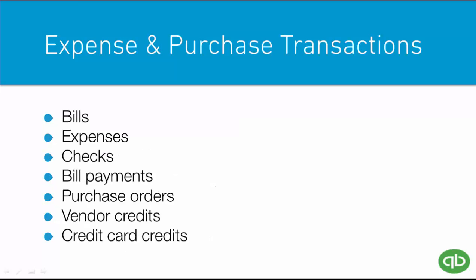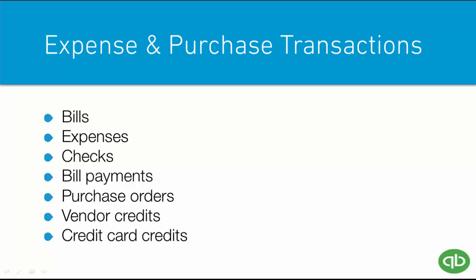The types of expense or purchase transactions which relate to monies going out are listed here. Bills, expenses, checks, bill payments, purchase orders, vendor credits, and credit card credits. Some of them are non-posting, such as purchase order, because a purchase order may or may not lead to a bill.